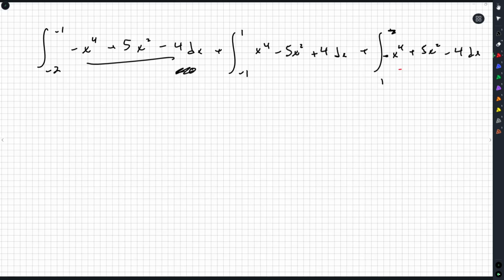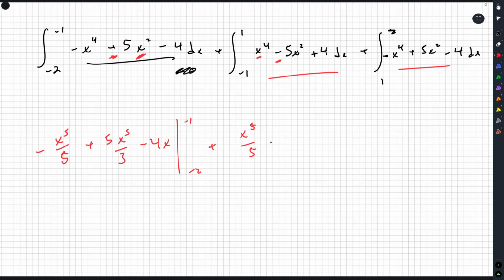So the real nice thing is it's the same basic function each time. So all of these x to the 4s, we know that they go to x to the 5 over 5. This x squared goes to x cubed over 3. It's just a question of whether or not we're adding it or subtracting it. And then the minus 4, that goes to 4x. So we'll plug in -1 and -2. Same thing here, except now it'll be x to the 5 positive over 5, then minus 5x cubed over 3, and then plus 4x from -1 to 1.